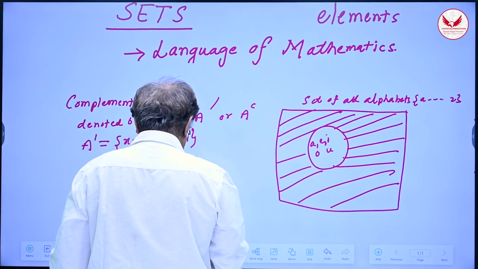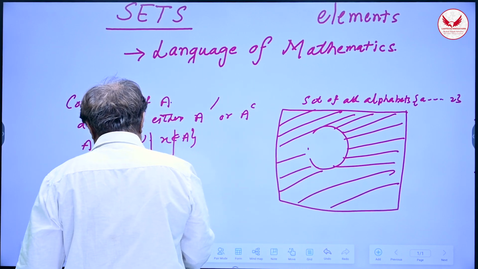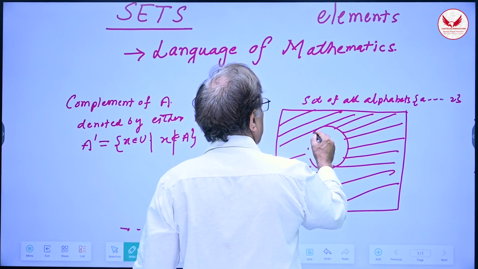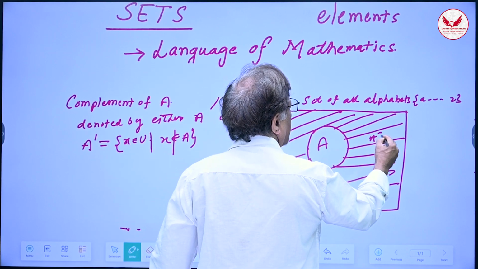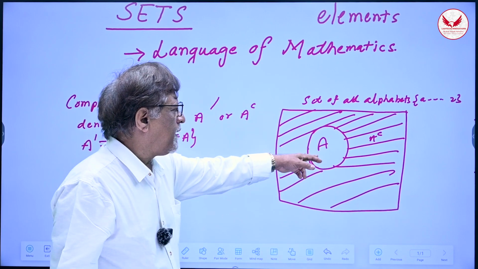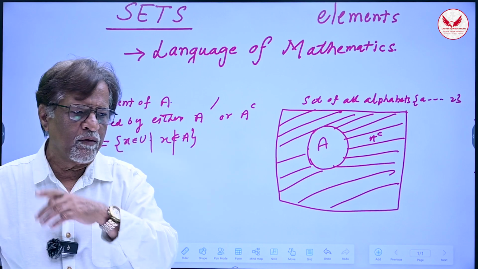This is A, right? And this is A complement. So this is A, and this part is called what? A complement. So these are elements in A. These are elements not in A. But not in A means what? They are always in the universal set.